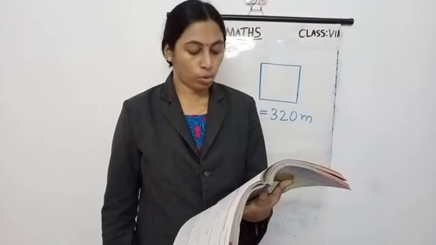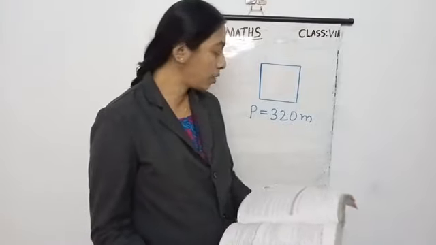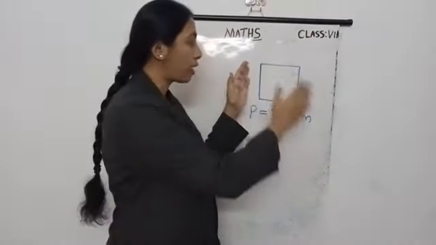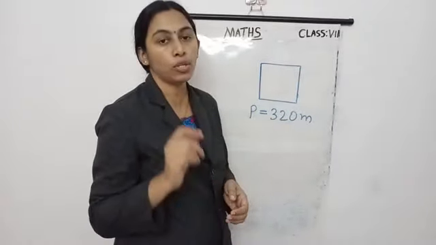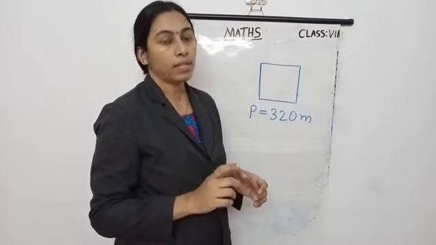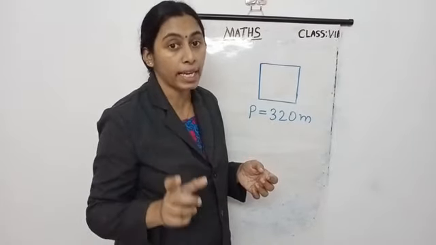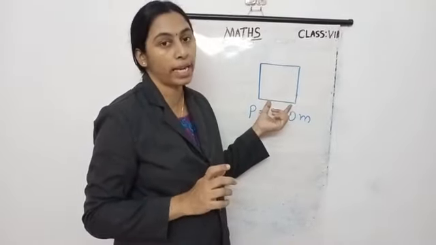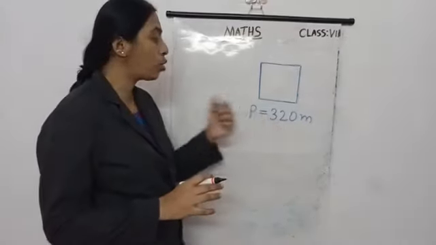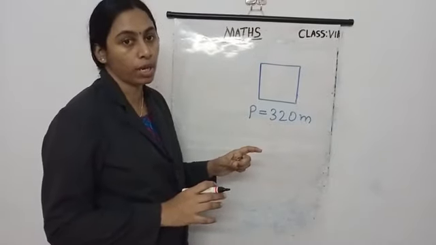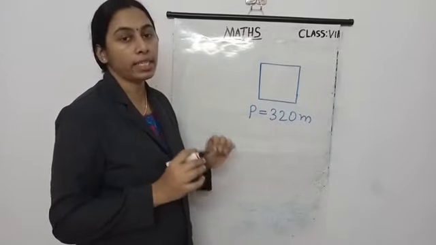Next question 2. Find the area of a square park whose perimeter is 320 meter. That means a square park is there, its perimeter is 320 meter. We need to find its area. Here how do we find area? Area is equal to side into side. So first we need to find its side measurement. For that, here given a clue. Perimeter is equal to 320. From that, we find its side and then we find its area.